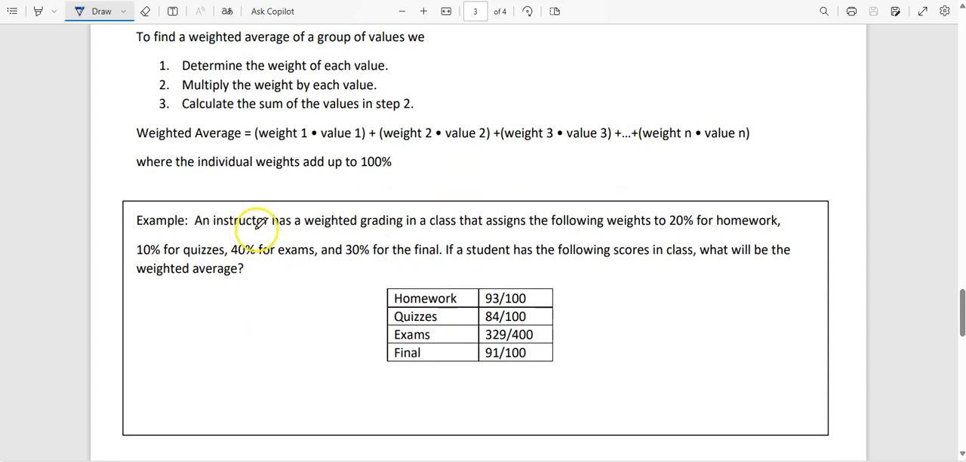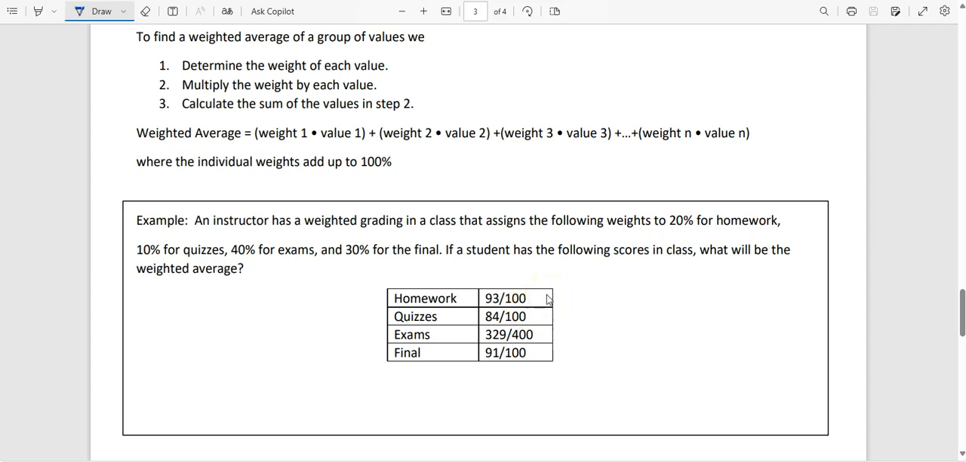So for example, an instructor has a weighted grading in a class that assigns the following weights: 20% for homework, 10% for quizzes, 40% for exams, and 30% for the final. If a student has these scores, what is their overall grade in the class?